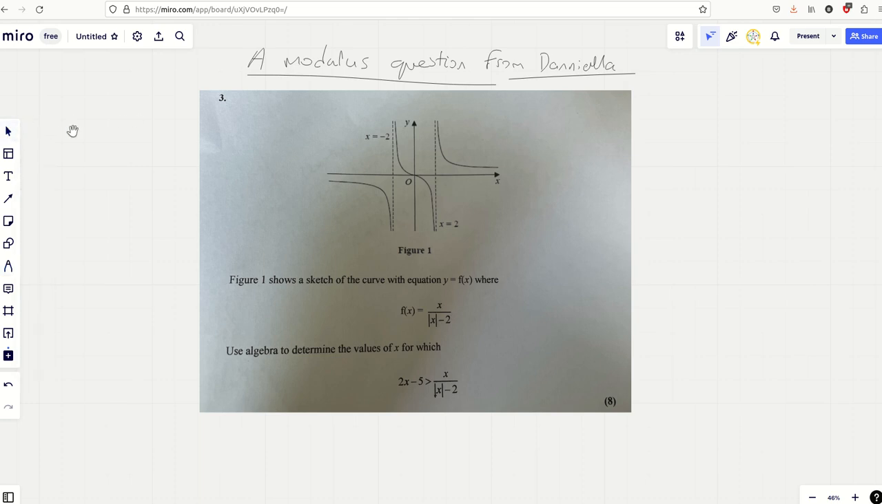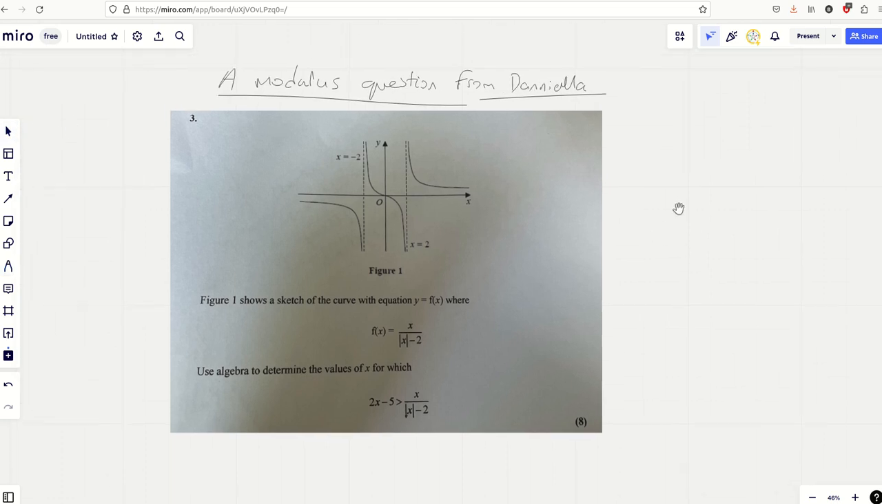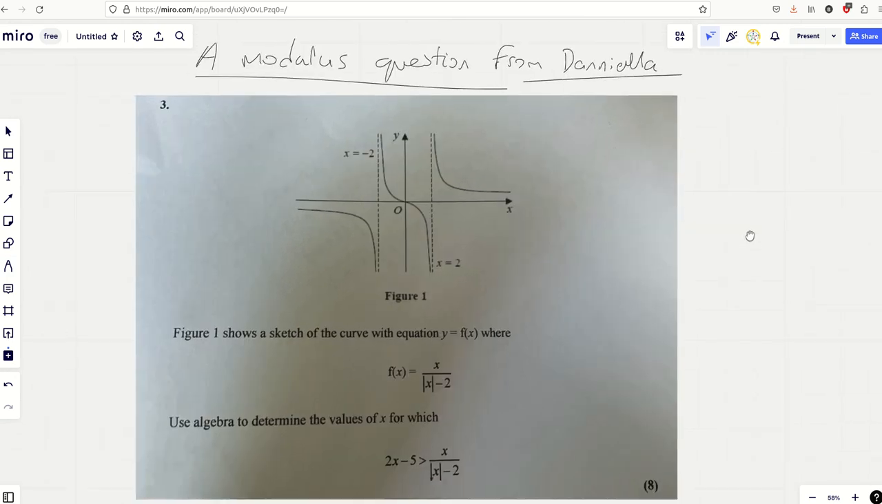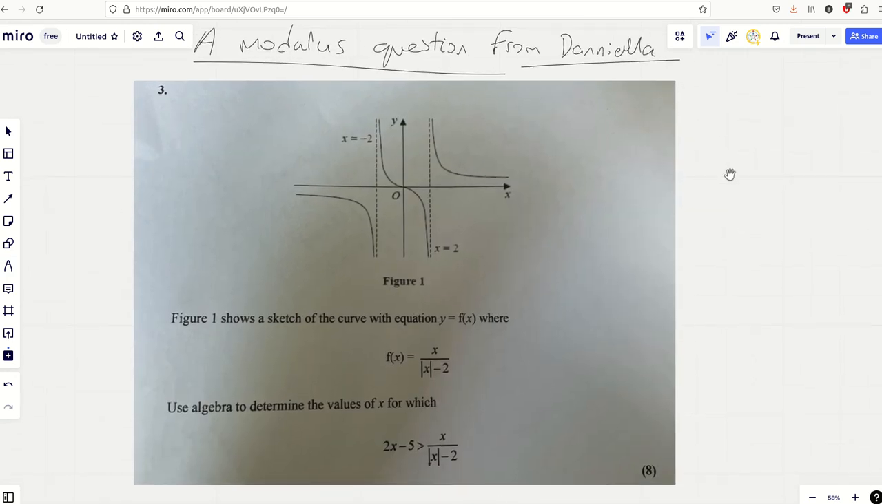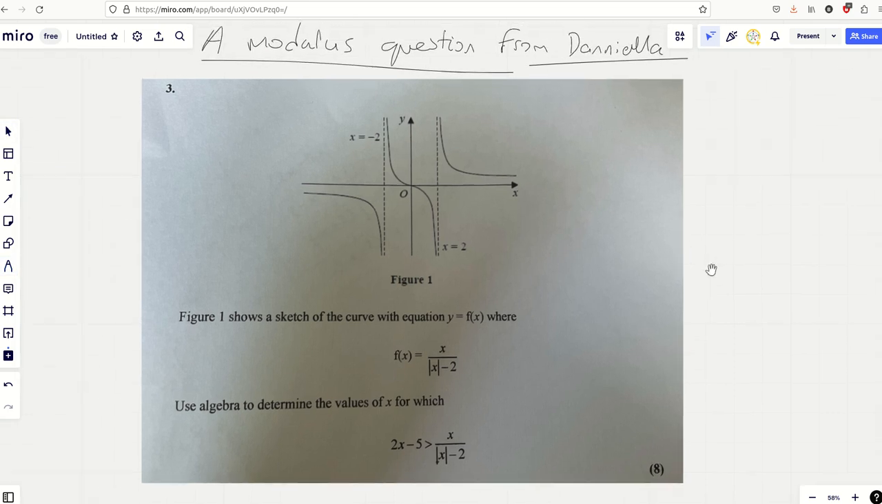A quick one, basically, because I think Daniela's exam is tomorrow. I think it's tomorrow. Anyway, she sent me this question, so I better do it. Okay, it's a modulus question, which is ironic because I just did a couple of modulus questions a second ago, well, an hour ago. Let's quickly do it.